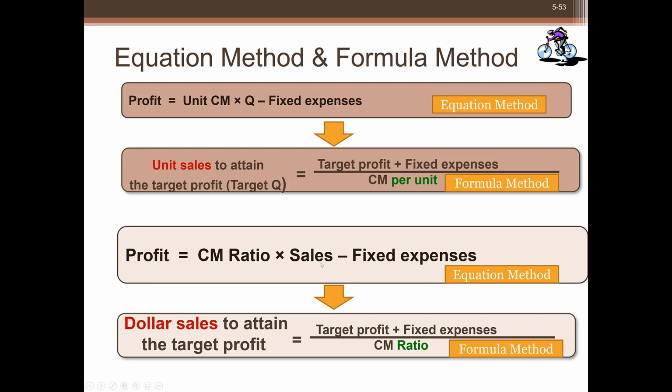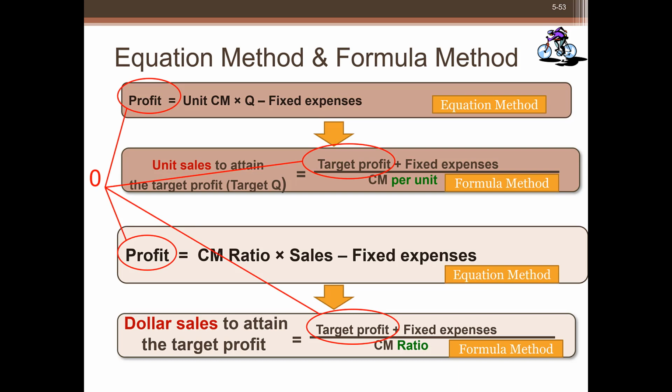For break-even, profit should be 0. We can set it as 0. See? So that's very straightforward. For the equations here, target profit is 0. And then we can use the equation method or formula method to calculate either quantity sold or dollar sales.